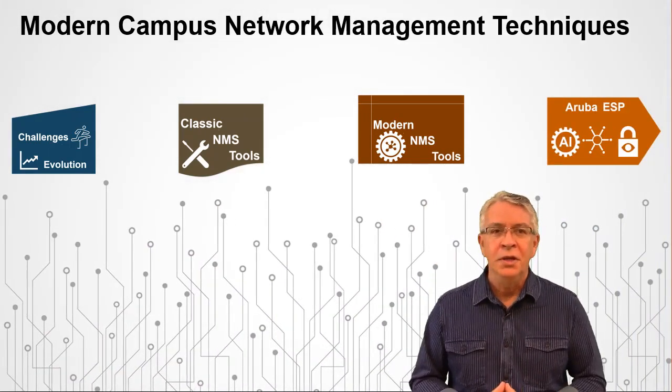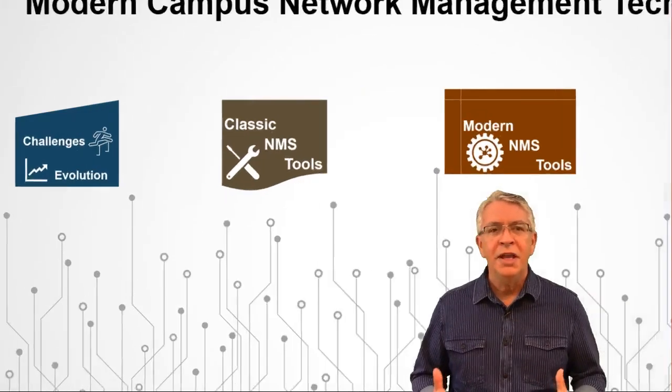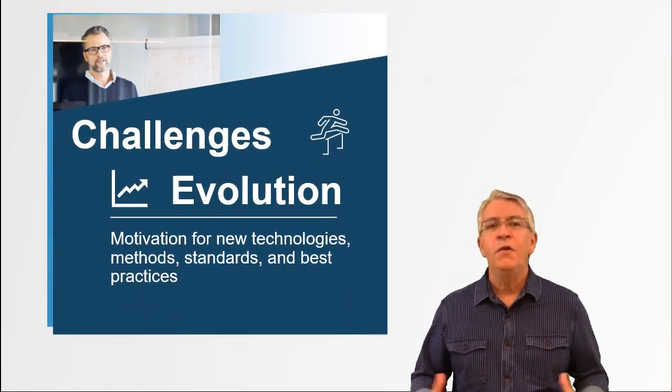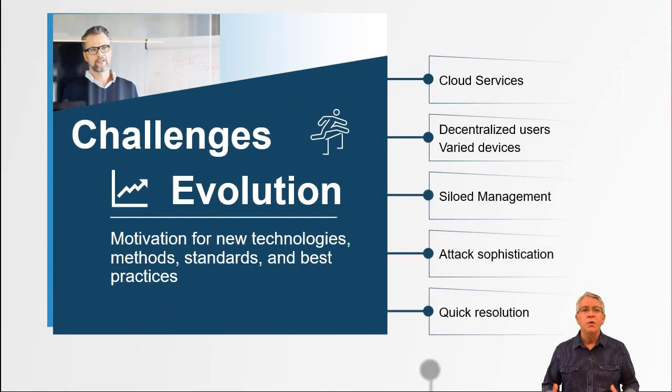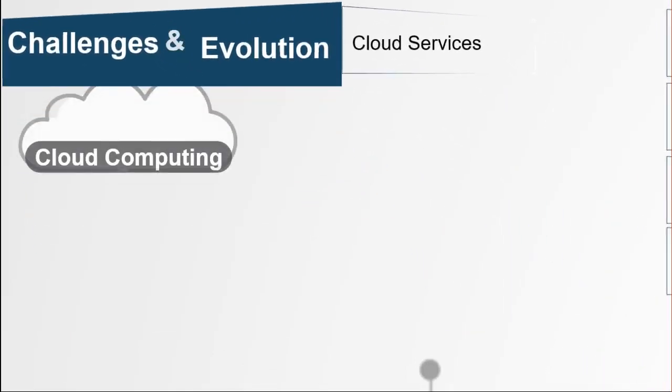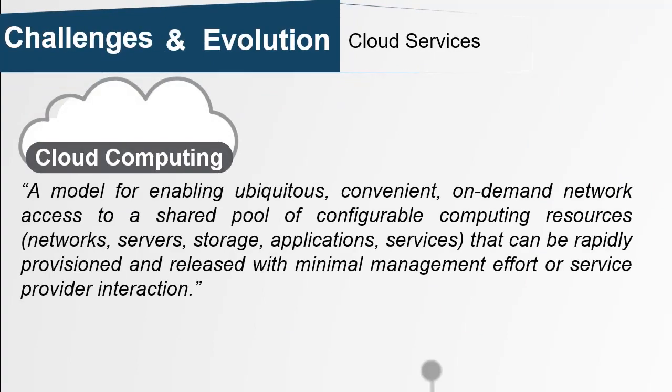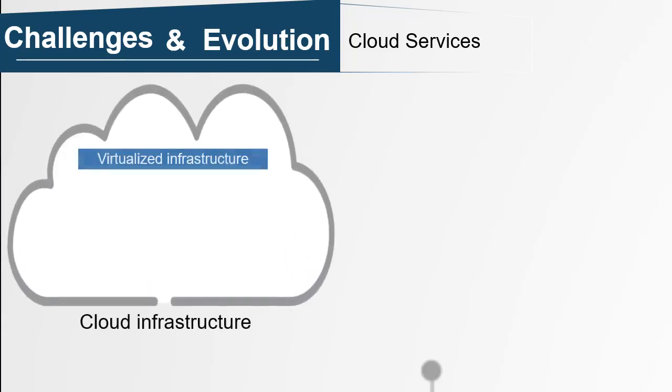It's a compelling solution, but for now, let's home in on modern campus network management challenges with a focus on the topics you see here, starting with a discussion of cloud services. As you may recall from the Modern Campus Network Design video series, the National Institute of Standards and Technology, or NIST, defines cloud computing as a model for enabling ubiquitous, convenient, on-demand network access to a shared pool of configurable computing resources that can be rapidly provisioned and released with minimal management effort or service provider interaction. It's a virtualized infrastructure offered as a service to be consumed via the network.